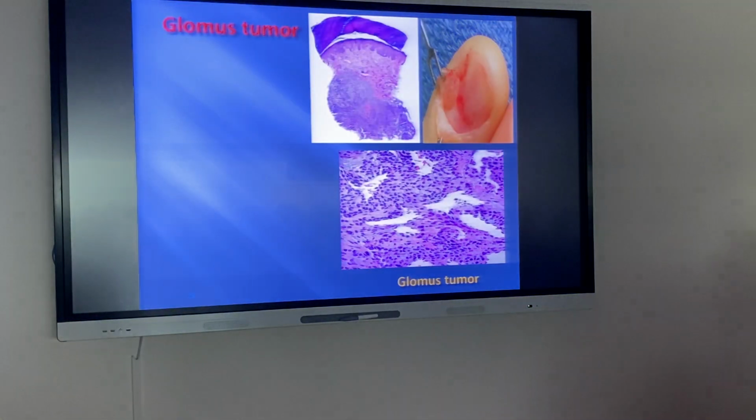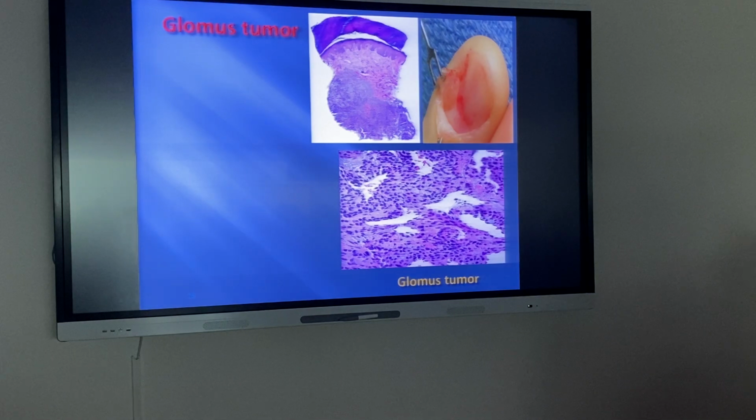Glomus bodies are basically present, the cells which regulate your thermoregulation, the temperature of the body. Usually these cells are present beneath the nail bed, right? And the function of these glomus cells, these are basically smooth muscle cells with a specialized type of cells, and they regulate temperature. If the temperature is low, what do they do?